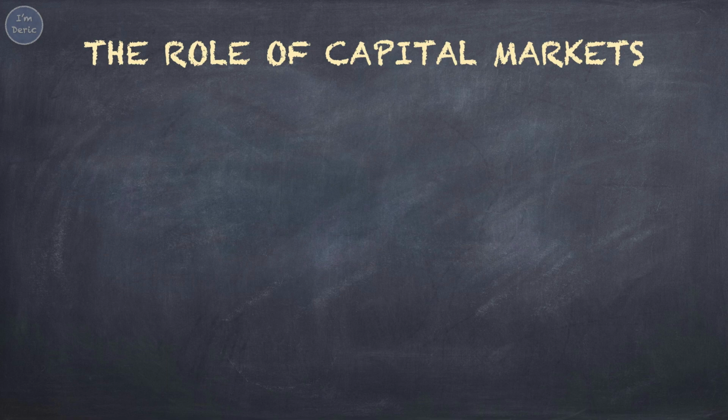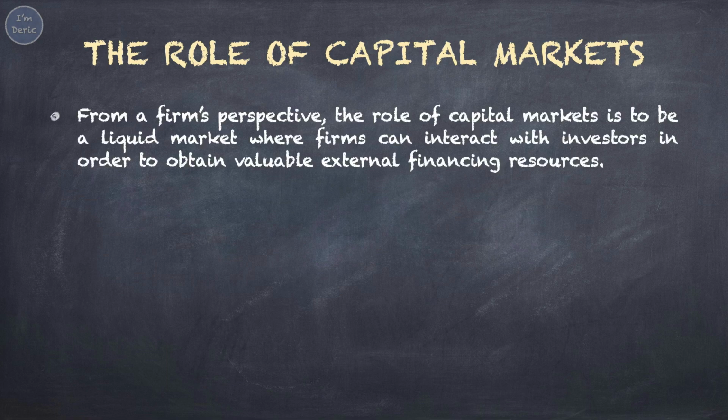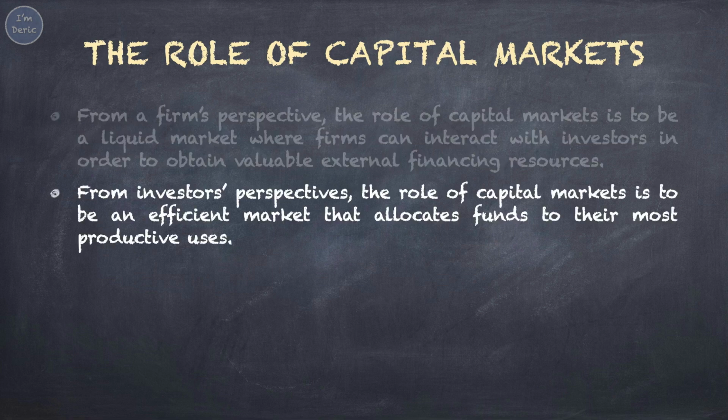The capital markets play an important role in the financial market. First, from a firm's perspective, the role of capital markets is to be a liquid market, where firms can interact with investors in order to obtain valuable external financing resources. Second, from investors' perspectives, the role of capital markets is to be an efficient market that allocates funds to their most productive uses. Simply speaking, capital markets allow suppliers and demanders of funds to get what they want.